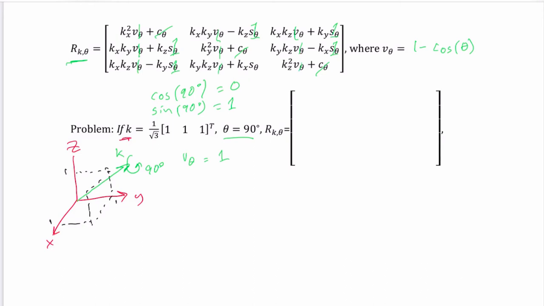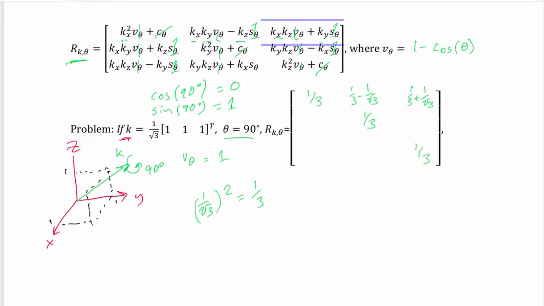And so this first term, if we have 1 over root 3 and we square that, then that's just going to be 1/3. And so our diagonal is going to have squared terms, so 1/3 along the diagonal. And then over here, this is 1/3 because kx is 1 over root 3 times 1 over root 3, minus 1 over root 3. So this term is going to be 1/3 minus 1 over root 3. This term likewise is going to be 1/3 plus 1 over root 3.